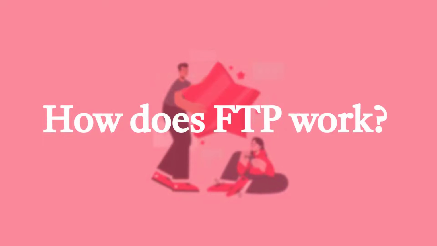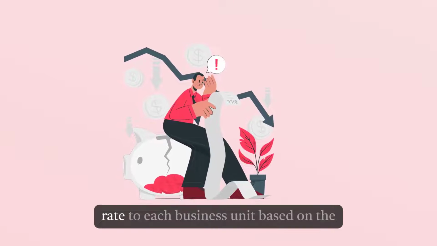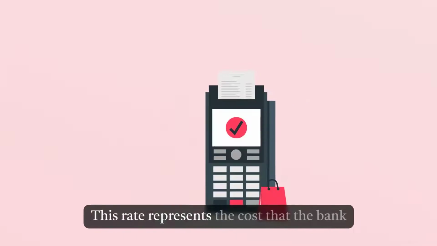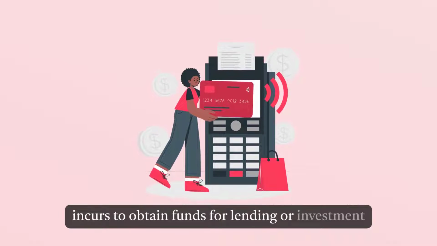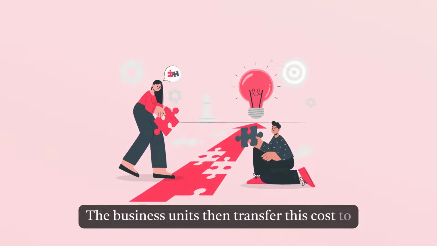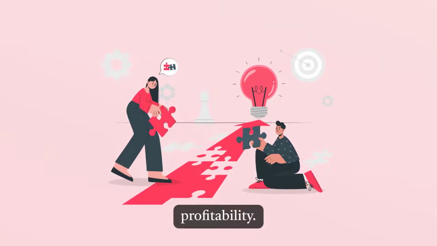How does FTP work? FTP works by assigning a cost of funds rate to each business unit based on the funding they utilize. This rate represents the cost that the bank incurs to obtain funds for lending or investment purposes. The business units then transfer this cost to their respective products or services to determine their profitability.